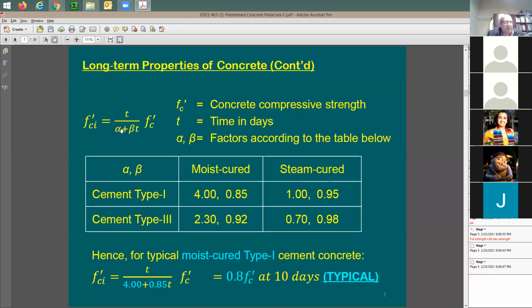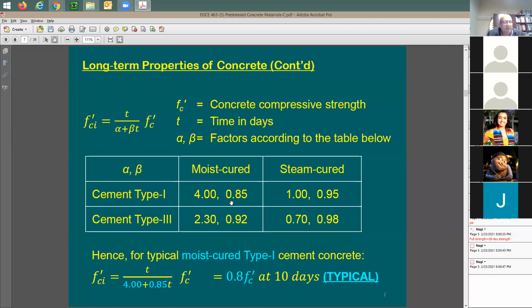Look at these two numbers here, alpha and beta, 4 and 0.85. This is provided that you're going to be using cement type 1 and doing regular, conventional curing with just some moisture. You're going to keep the concrete wet. So alpha is going to be equal to 4 and beta is going to be equal to 0.85.